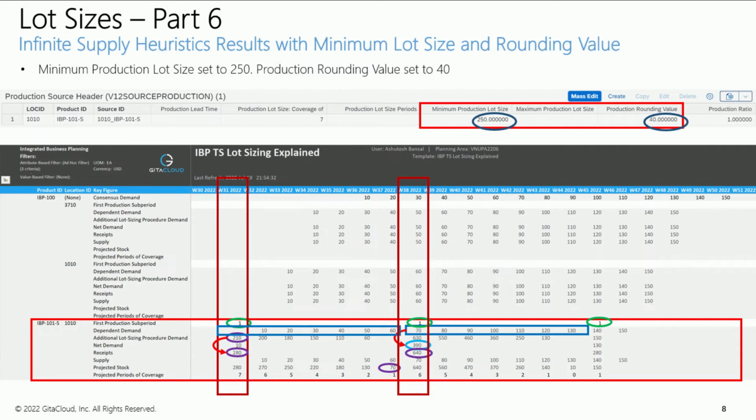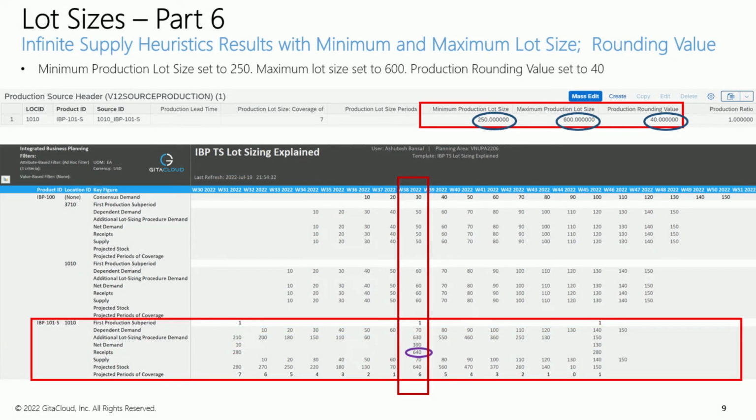Total demand for the second production cycle is 700 units, week 38 to 44. This leaves us with 700 minus 70, which equals 630 units of demand. This demand of 630 already meets the minimum requirement of 250, hence it is simply adjusted up to 640 per the rounding value parameter.